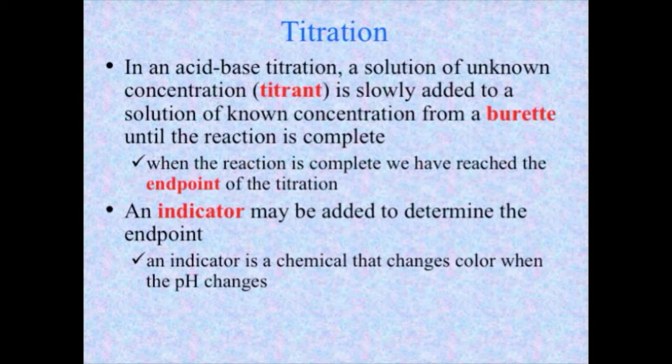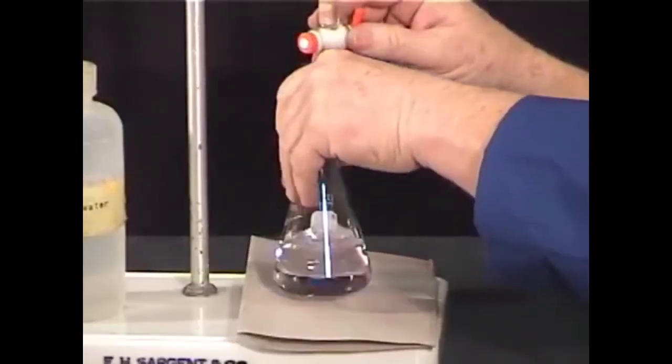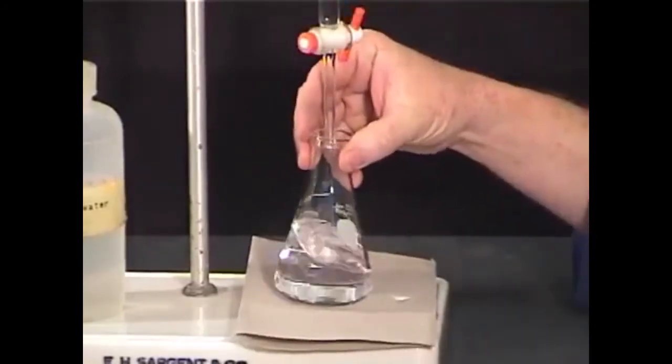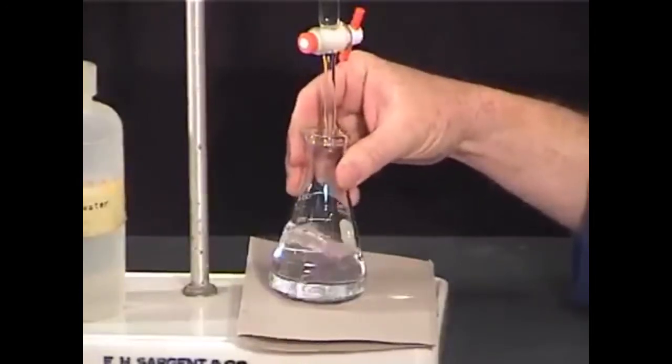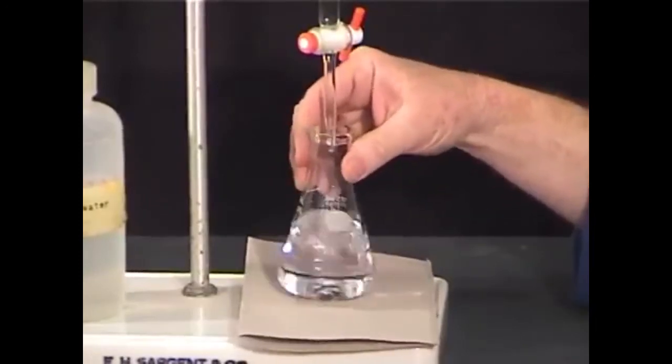An indicator may be added to determine the end point, which is a chemical that changes color when the pH changes. So when the moles of acid equals the moles of base, the titration has reached its equivalence point. Initially, you may add the titrant rapidly while swirling the Erlenmeyer flask. The indicator will begin to change color in regions of high titrant concentration, but with swirling, the color will disappear before the equivalence point is reached.